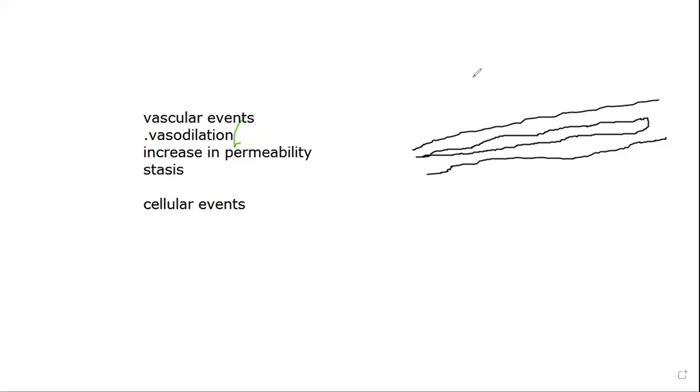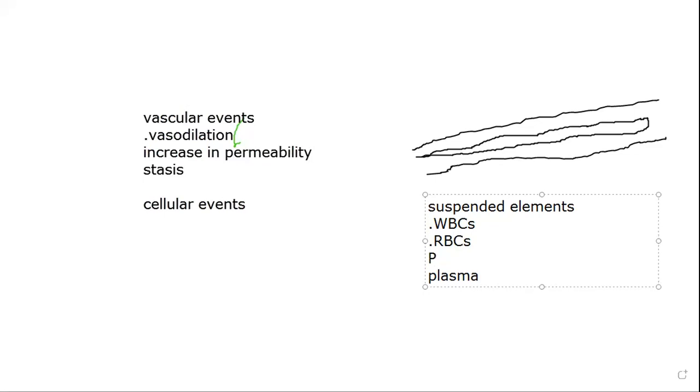Now, remember, the blood has different components. The blood has what you call suspended elements. Two, we have the plasma. So what are the components of the suspended elements? Suspended elements are just cells that are found in blood. We've got white blood cells, and then we have red blood cells, and then we have platelets. So that's what forms the suspended elements.